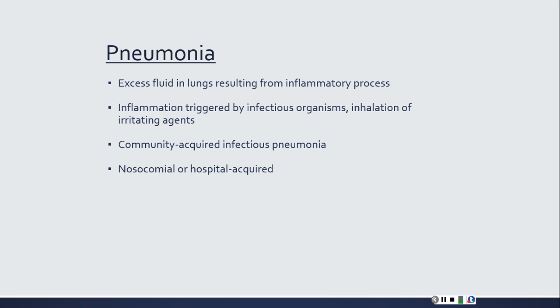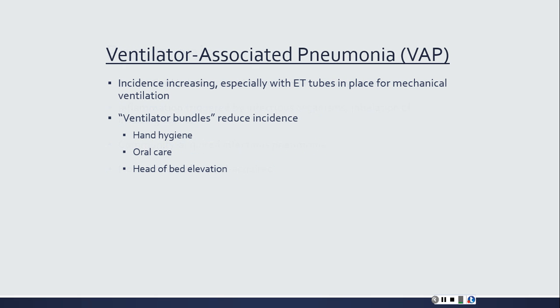All right. Next, and this is kind of the same thing, ventilator-associated pneumonia. Now, what type of pneumonia would ventilator-associated pneumonia be? Is it going to be community or nosocomial? All right, this is hospital-acquired pneumonia. They didn't have it when they came in. We put an ET tube down their throat, and next thing you know, they got pneumonia too. So what do we do to prevent that?